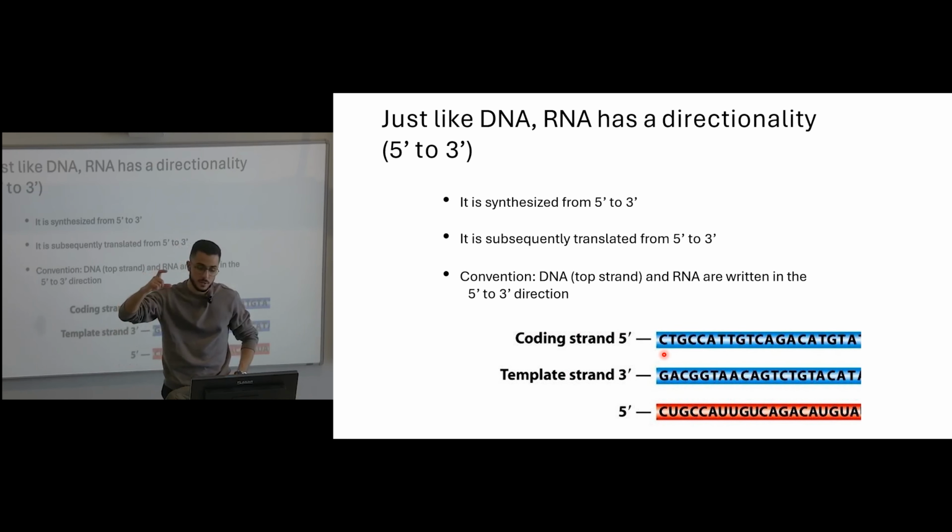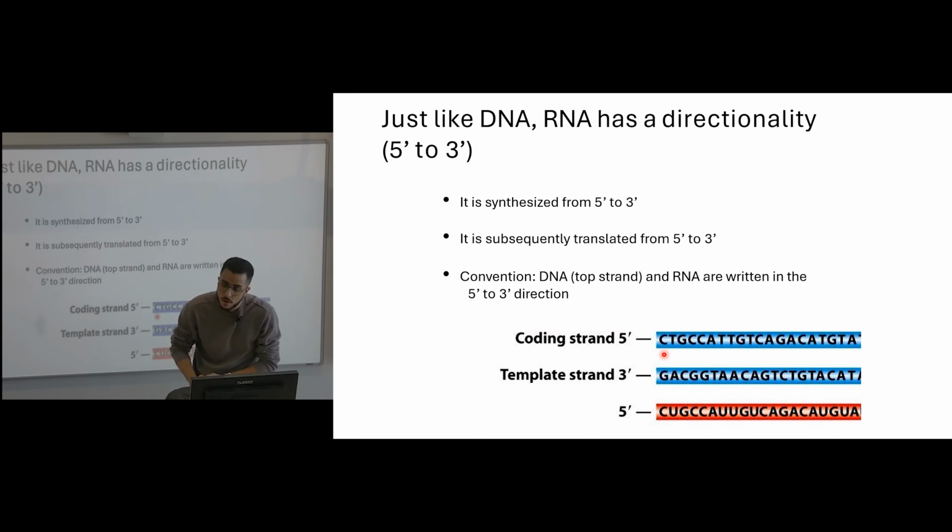So telomerase is an enzyme that has inside an RNA molecule. No problem. Okay, so just like DNA, RNA has directionality, so it's built in a 5' to 3' direction. It's also translated using the ribosome from 5' to 3', so everything happens 5' to 3'. Okay, that's the easiest way to remember it. Transcription, translation, and replication all happen in a 5' to 3' direction.